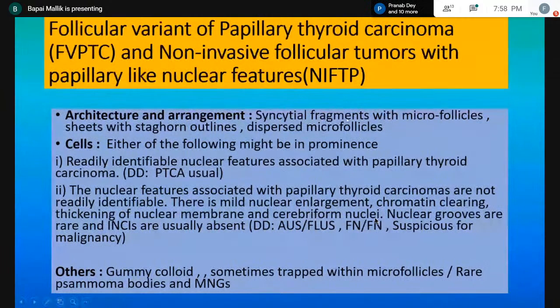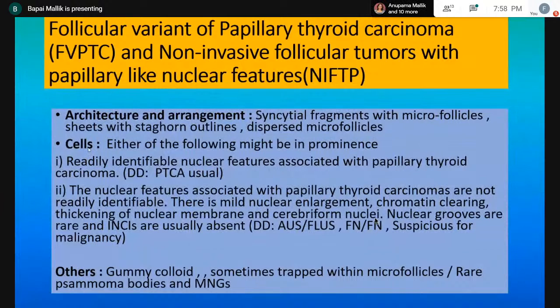We see syncytial fragments with microfollicles emanating out of those fragments, and sometimes you see fragments with staghorn outlines with some dispersed microfollicles in the background. So look for these syncytial fragments and look for the microfollicles coming out of the fragments. This low power appearance of syncytial fragments with staghorn outlines, I find them to be extremely helpful to just give me a kind of a hint. So as far as the cells are concerned, you can have two different situations, right?